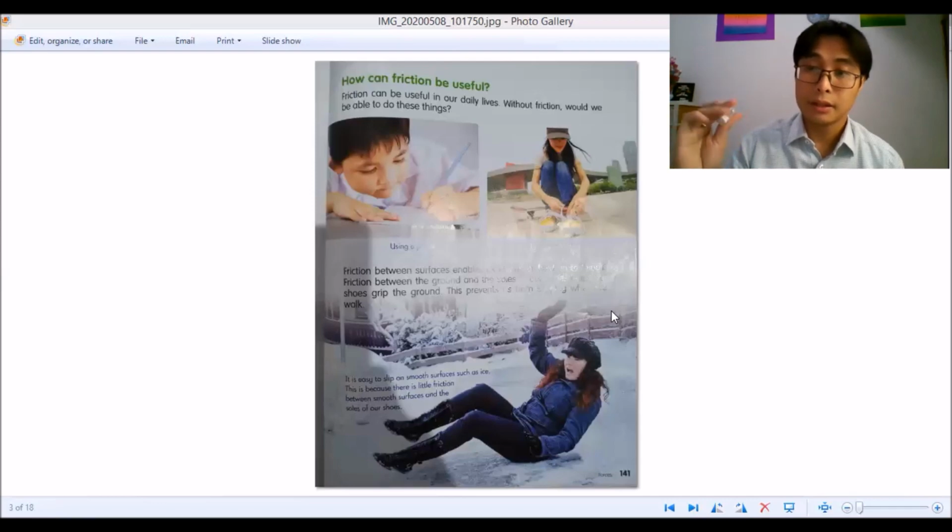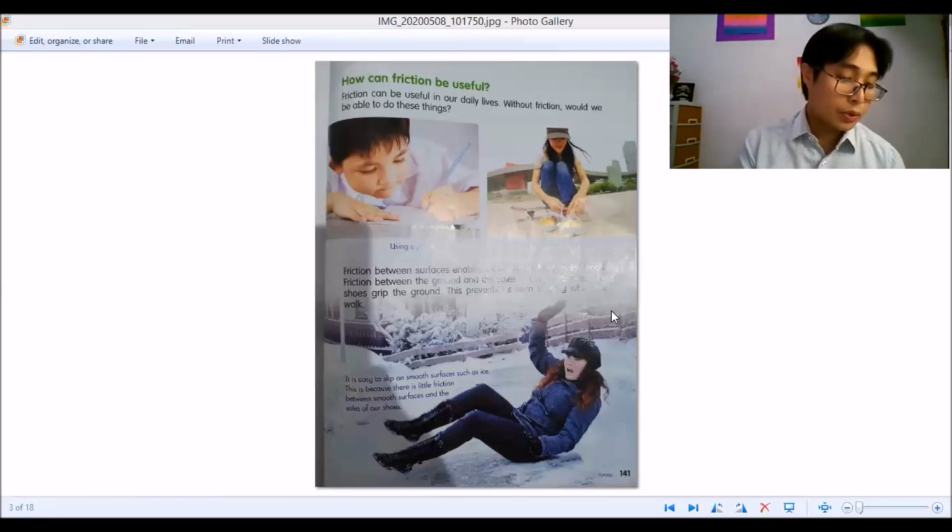Okay? So friction between the ground and the soles of our shoes helps our shoes grip the ground. This prevents us from slipping when we walk.